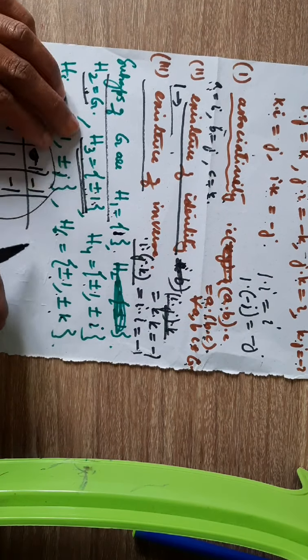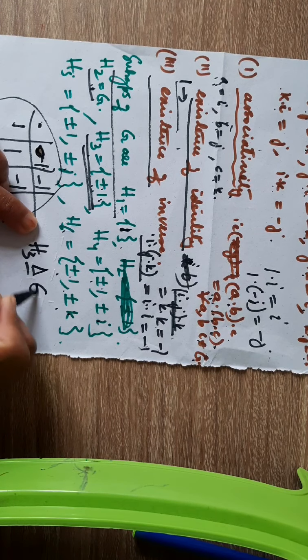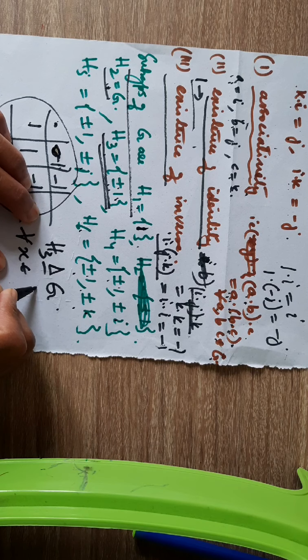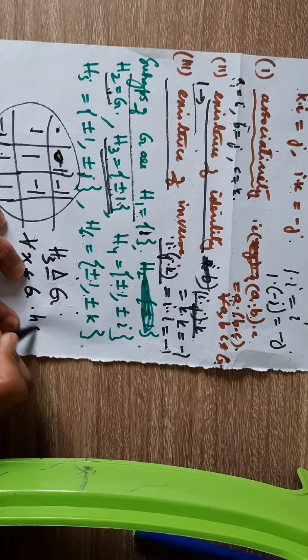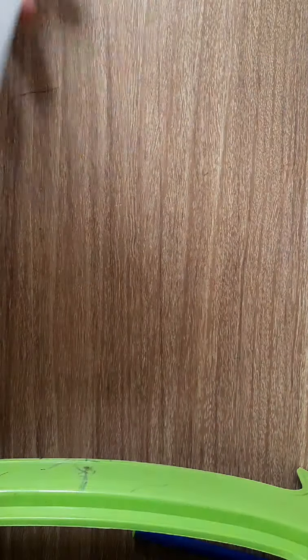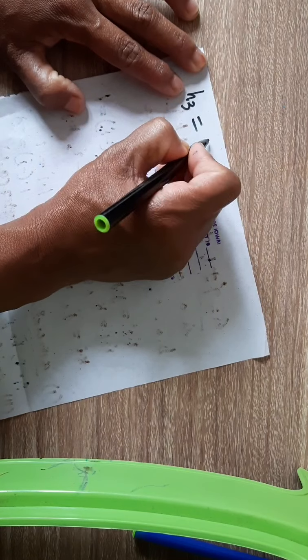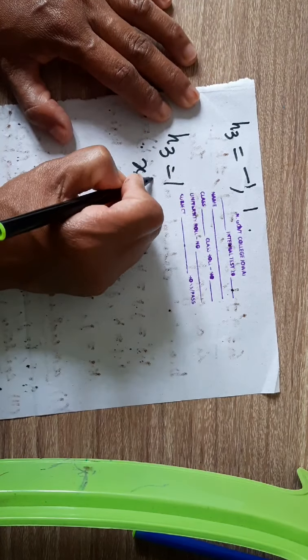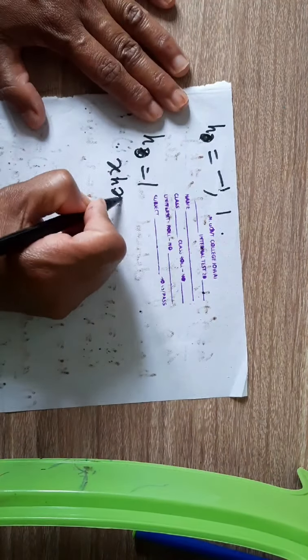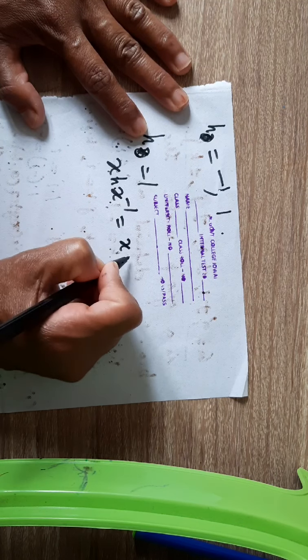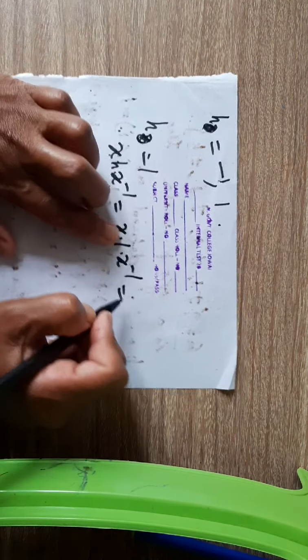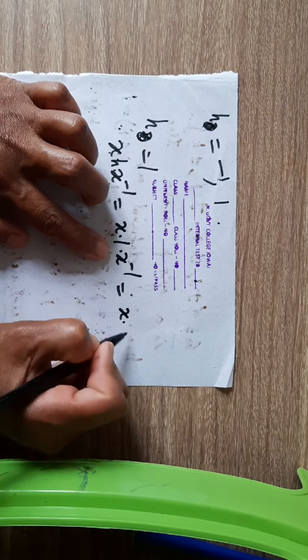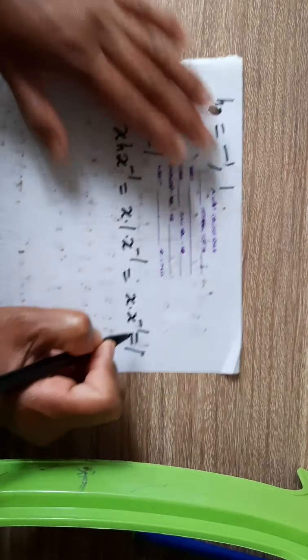Now H3 is a normal subgroup of G. Why? Because for every x belonging to G and h belonging to H3, h can be either minus 1 or 1. So if h is equal to 1, then what is x h x inverse? I'll just take this as h only. x h x inverse is equal to x into 1 into x inverse. x into 1 will be x itself because 1 is the identity element, so it will be x x inverse, and this will be 1, always the identity.